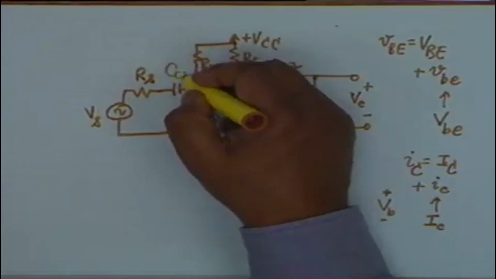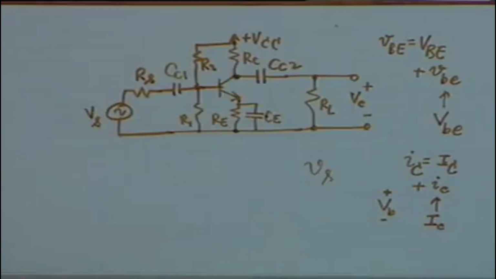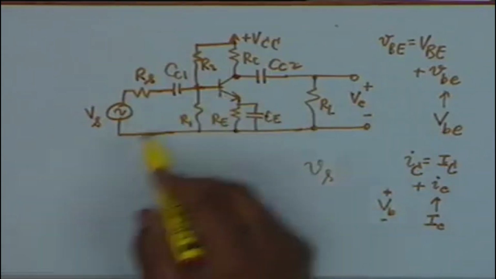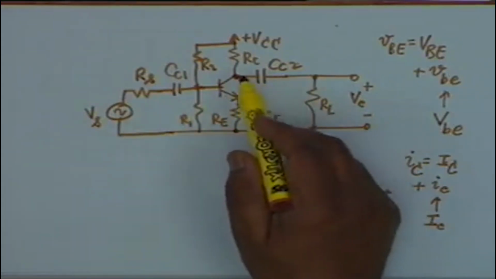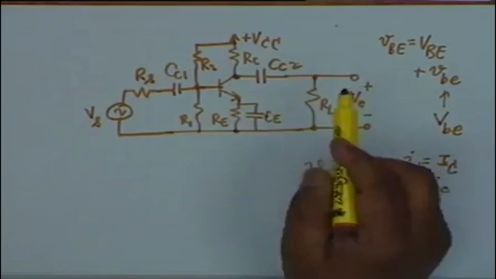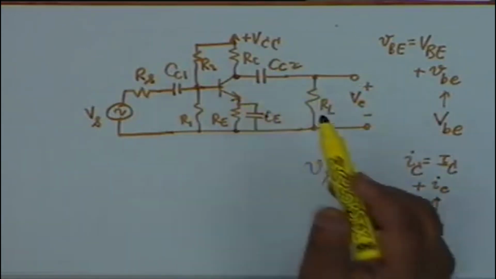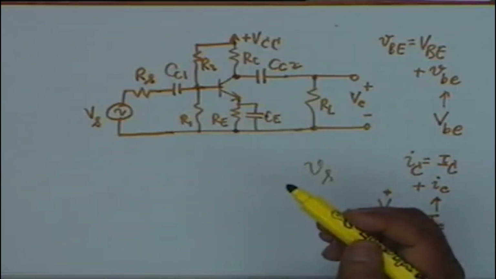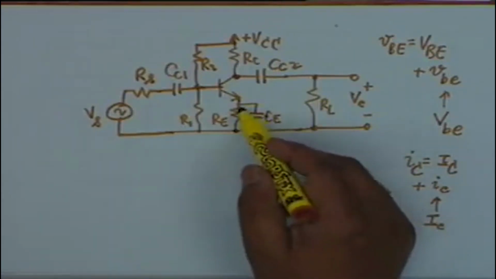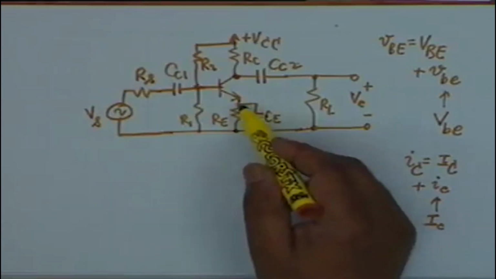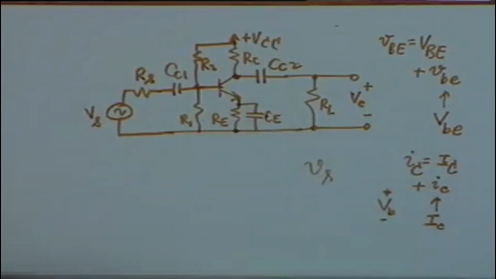There are three capacitors here, CC1, CC2 and CE. Two of them, CC1 and CC2, are coupling capacitors. They couple the AC to the transistor. This couples the collector voltage to the load. So there are coupling capacitors, and C sub E is a bypass capacitor. It bypasses the AC to ground so that nothing drops across R sub E.